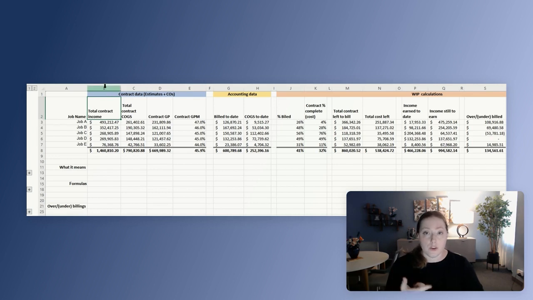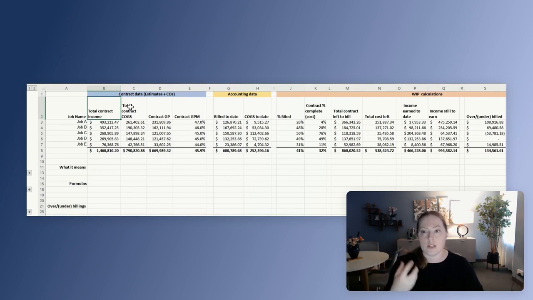So the first part of the work in progress report is going to be gathering all this contract data, all the estimates and change orders. Some people like to actually have change orders as separate jobs. I generally don't advise that because, especially if you have a lot of change orders, it's going to give you a whole list of these jobs. They're not really jobs. They're mini change orders that go into particular jobs.